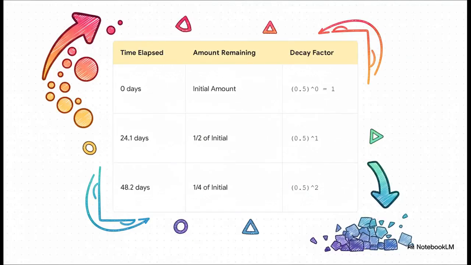Just take a look at this table for thorium-234. Every 24.1 days, like clockwork, the amount remaining gets cut in half. It's being multiplied by a decay factor of 0.5 over and over and over again. And notice our b value here is 0.5. And what do we know about 0.5? It's between 0 and 1, fitting our rule for decay perfectly.